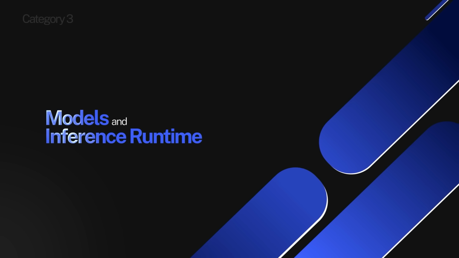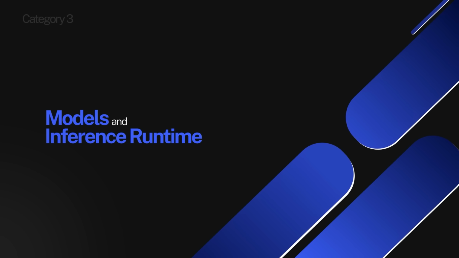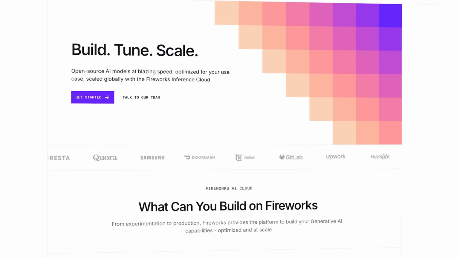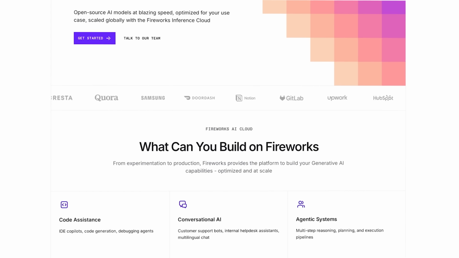Then, in category 3, we have models and inference runtimes. In 2026, saying I only call APIs is not enough if you want to be a serious AI engineer. You need to understand both managed platforms and self hosted inference engines. On the managed side, I'm obviously biased here, but Fireworks AI is a production platform I would highly recommend for running and tuning open source models. What you want to learn here is the trade offs.